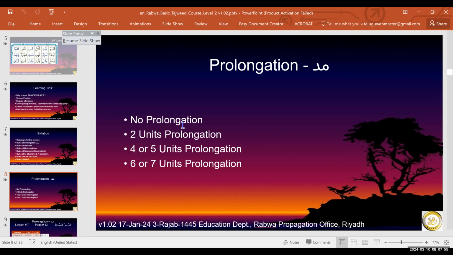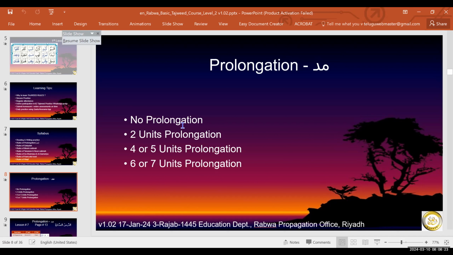In some cases you don't have prolongation. In some cases you have prolongation of 2 units. In some cases you have prolongation of 4 or 5 units. In some cases you have prolongation of 6 or 7 units. How can we know where we have to prolong 2 units, 4 or 5 units, 6 or 7 units? This information inshallah you will get in this class.